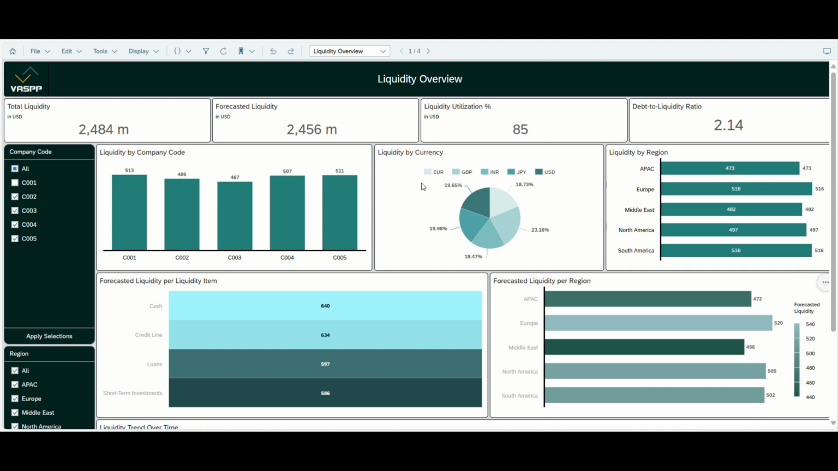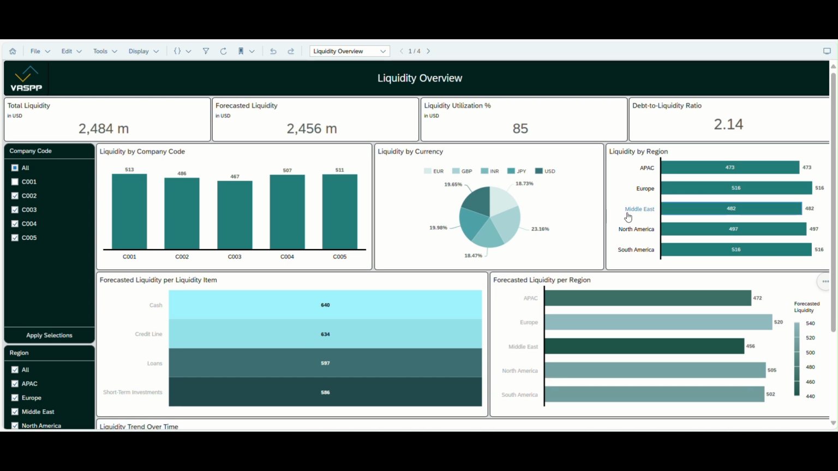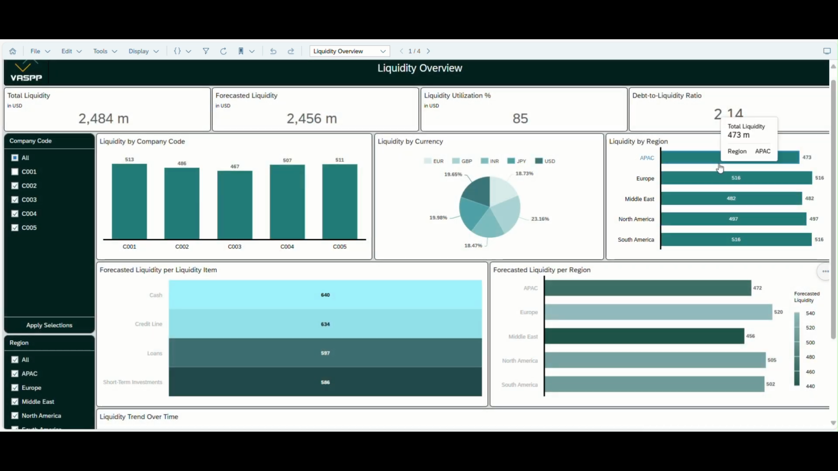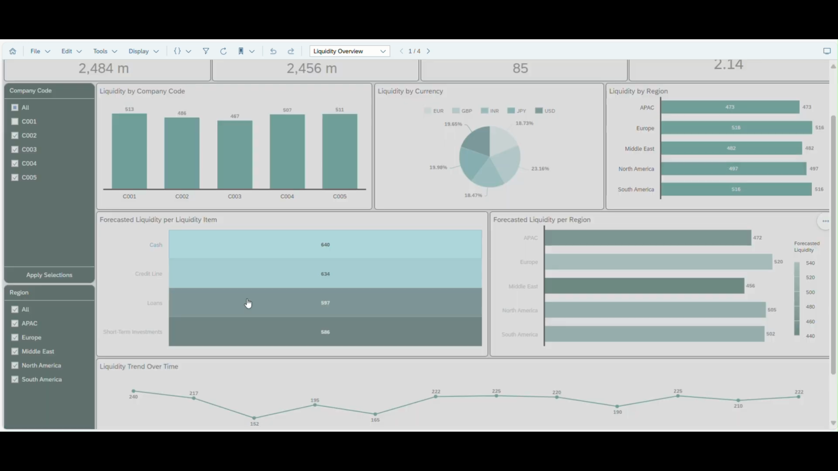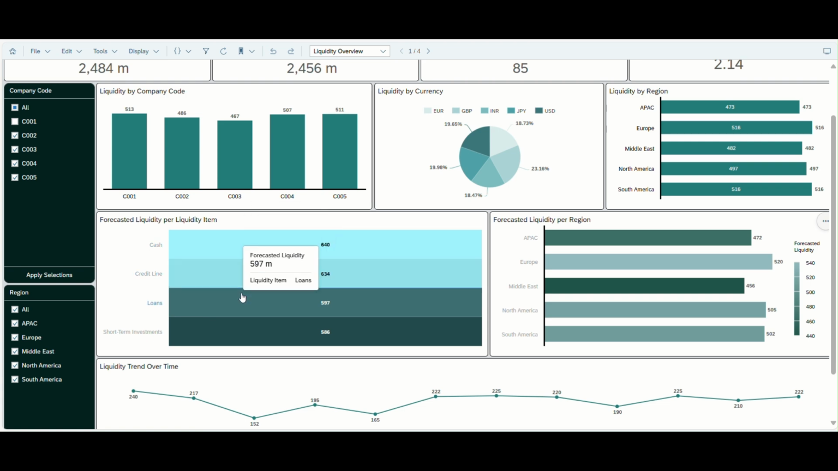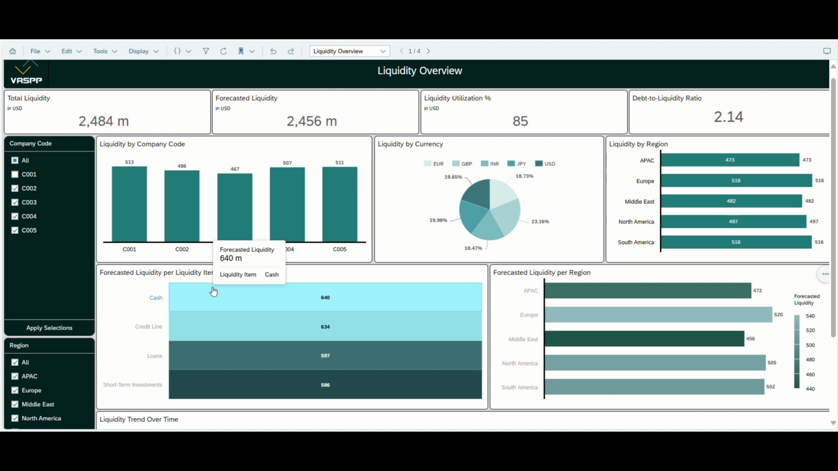Geography matters too. The liquidity by region bar chart shows where your liquidity lives across Europe, North America, the Middle East, and South America, helping you identify strongholds and liquidity gaps. Looking forward, the forecasted liquidity per item breaks down expected cash sources: cash, credit lines, loans, and short-term investments, so you can prioritize which buckets to tap or top up.